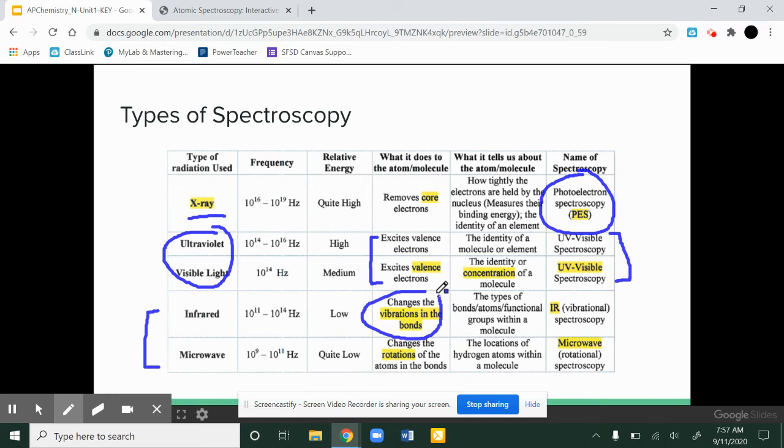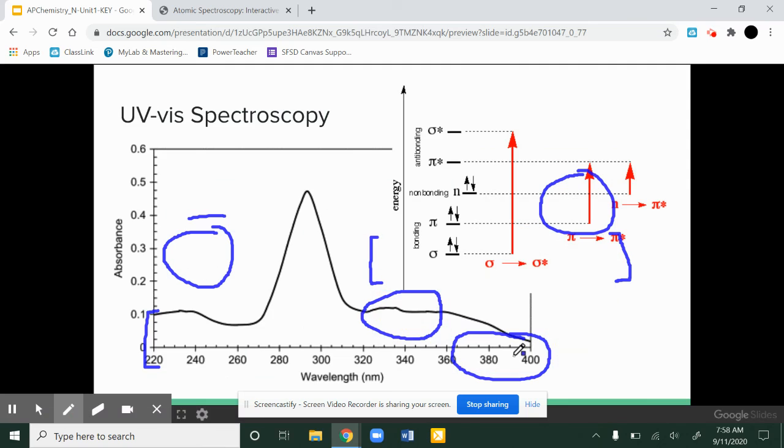Infrared radiation is more important in determining vibrations within actual chemical bonds, kind of like little springs. Chemical bonds vibrate when they're exposed to infrared radiation, and infrared spectroscopy is more useful to determine the types of chemical bonds, whether it's a double bond, carbon connected to an oxygen, things of that nature. Microwave spectroscopy is better for determining the locations of hydrogen atoms within a molecule because microwaves rotate atoms, and rotations are more useful for determining the locations of specific hydrogen atoms.